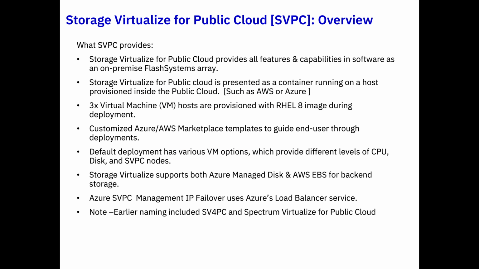So let's talk about SV for PC. First, it provides all the features and capabilities of our on-premise FlashSystem arrays. Two, more importantly, this is the easiest way you can start replication in less than 20 minutes to either of the clouds. Three, you can spin up multiple of these instances in various clouds, including the same cloud, so you can have up to 3 in a given system. That's a great way to have disaster recovery and high availability, or safeguarded copies and immutable snapshots.